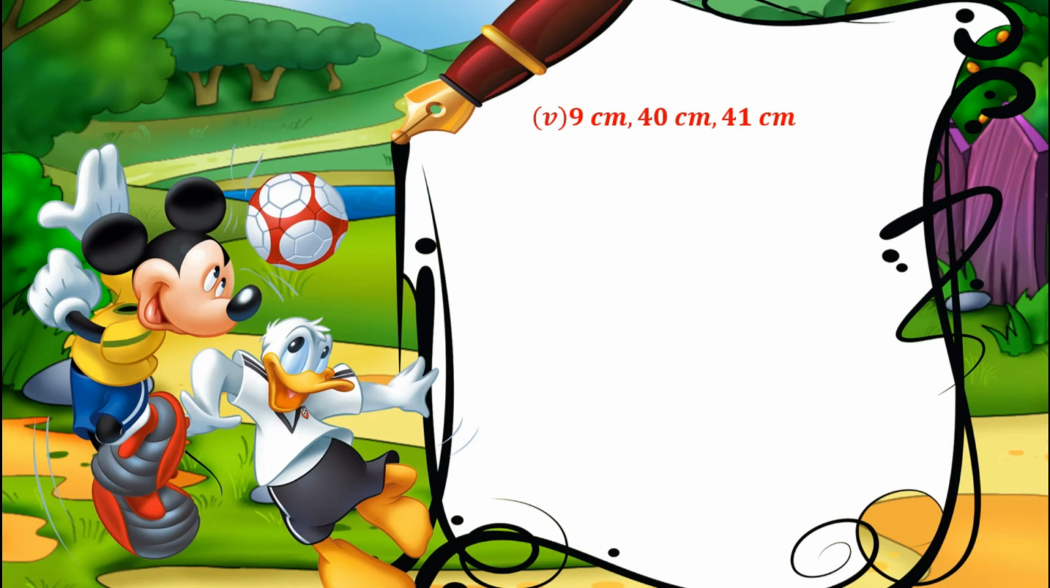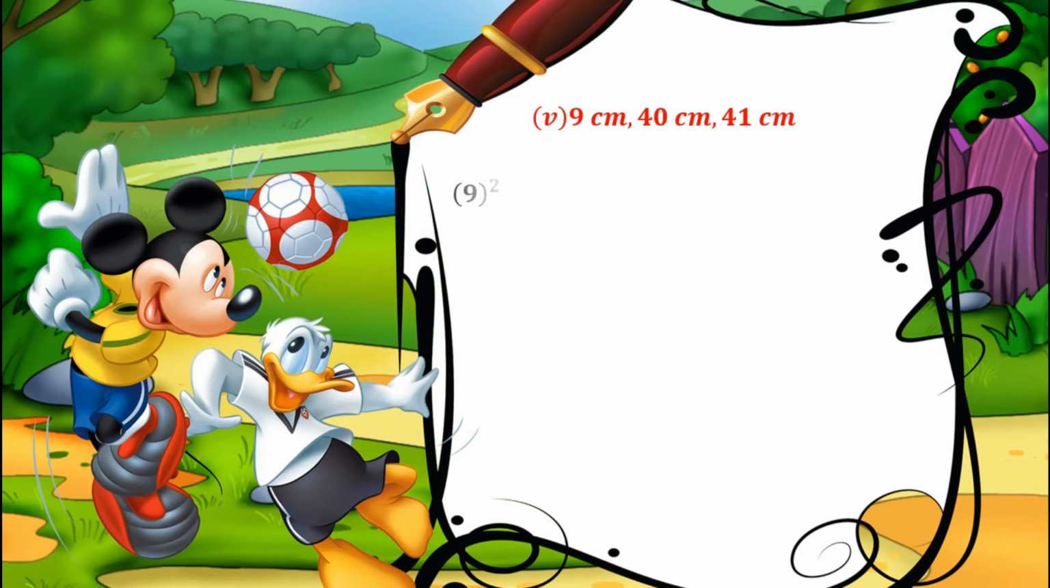So 9, 40 and 41. These numbers are here. We are supposed to check whether these numbers are Pythagorean triplets or not. Here we have to check this.